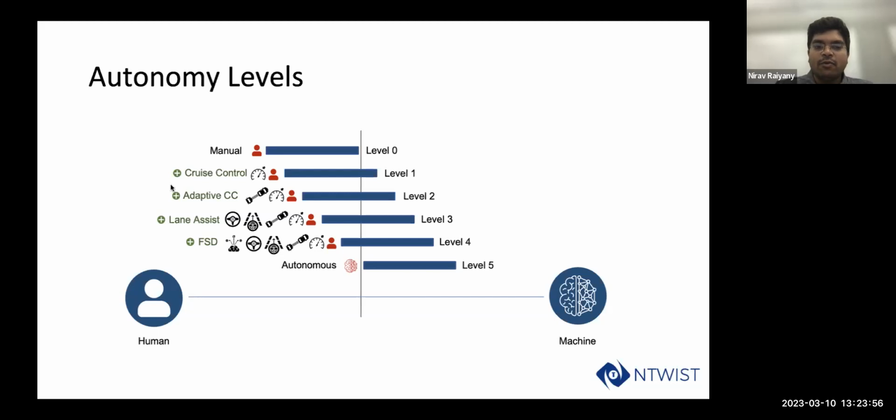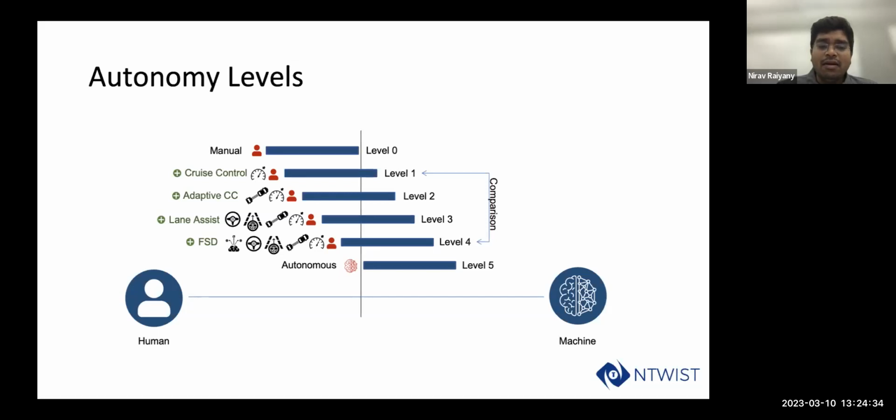Then you add adaptive cruise control, so the human is still in charge, but now even the brakes are handled by machine. Then you add lane assist to it, so now you're giving your control of steering to the machines. And then at the end you have FSD, which is what we just have seen. So up till this point, human was in charge. However, we are moving towards autonomy as we go down, and at the end you have autonomous vehicle where human does not have a control and it's completely handled by machine. So this is how I look at AI.